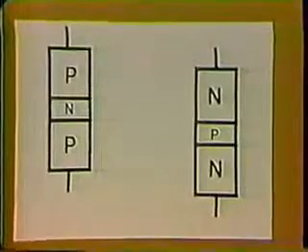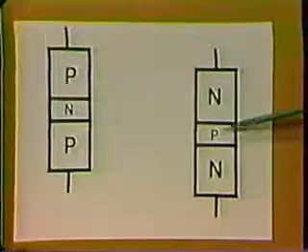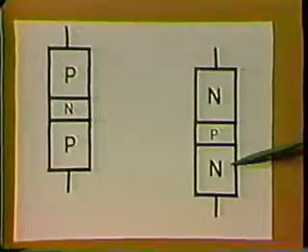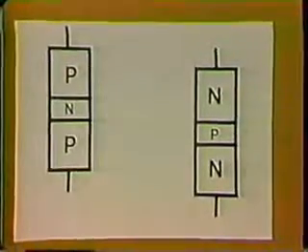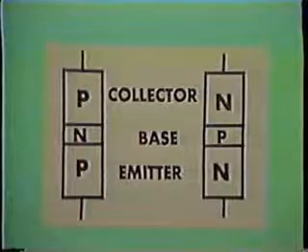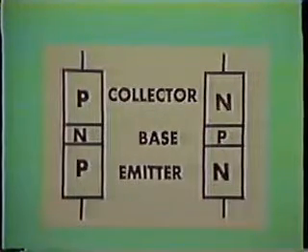You will recall from our last session that the transistor consists of three layers of semiconductor material. A PNP transistor consists of a thin layer of N-type material sandwiched between two layers of P-type material. And an NPN transistor is made up of a thin layer of P-type material sandwiched between two layers of N-type material. These three different layers have names and are called the emitter, the base, and the collector.